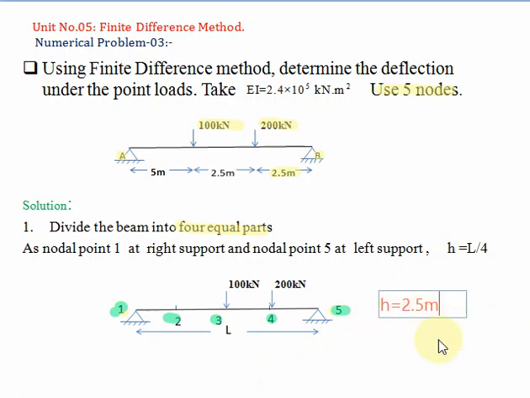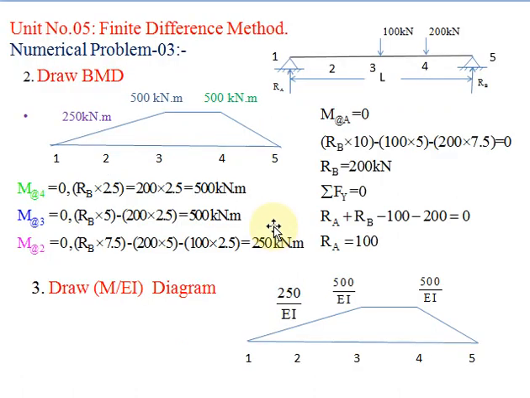Now the next step, after dividing the beam into the 4 equal parts, is to draw the bending moment diagram. As this is a simply supported beam, first you have to find out the reaction at A and the reaction at B. To find the reactions at A and B, you have to use the equilibrium equations. Now here we'll apply the first equilibrium equation.